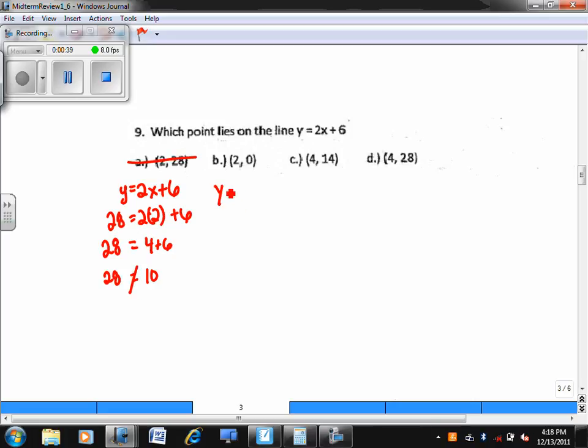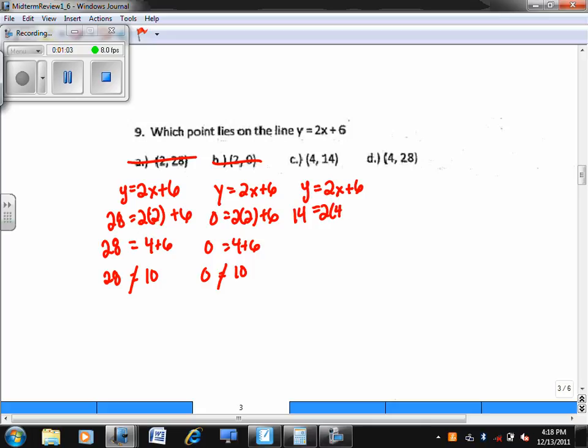Okay, y equals 2x plus 6. 0 equals 2 times 2 plus 6. 2 times 2 is 4 plus 6. That's 10 again. Well, it's not 0, so it's not this one. y equals 2x plus 6. Okay, 14 is equal to 2 times x, which is 4, plus 6. 2 times 4 is 8, plus 6. Well, 8 plus 6 is 14, and 14, of course, equals 14. So this one is correct.